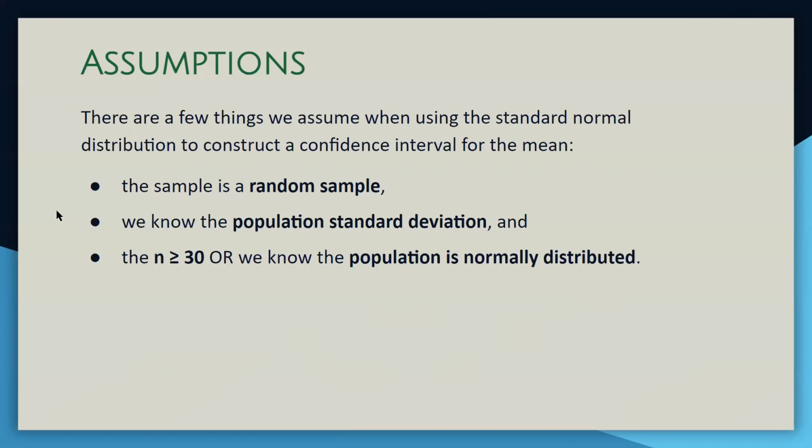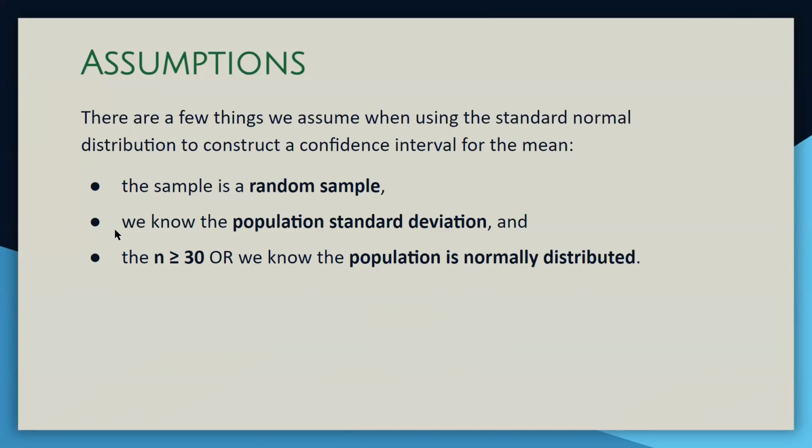We also know the population standard deviation for the type of, sorry, confidence interval we're constructing today. And we are assuming that either our sample is bigger than or equal to 30, or we are explicitly told that our population is normally distributed.